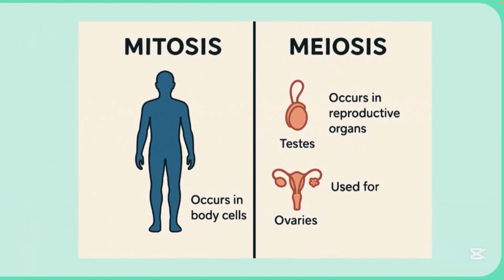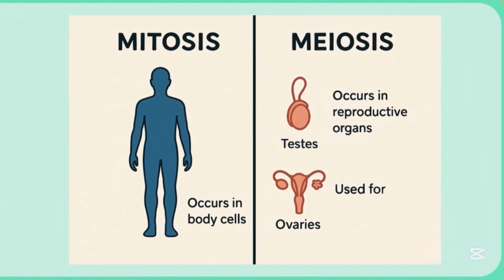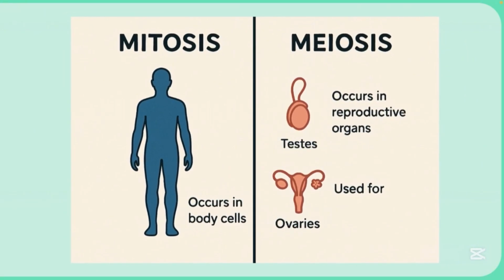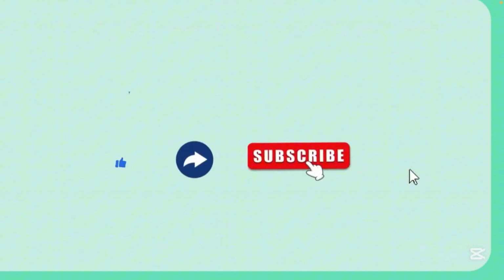Okay, so you can see through this layer diagram that mitosis occurs in body cells, whereas meiosis occurs in reproductive organs like testes and ovaries.